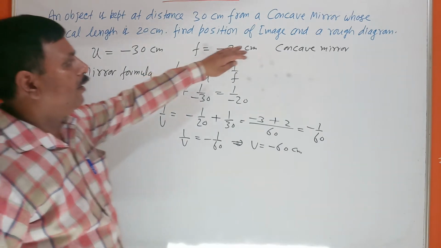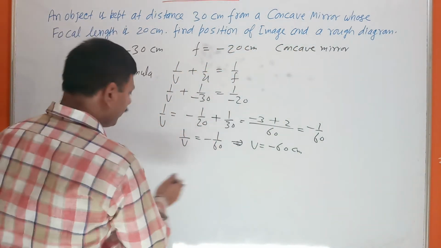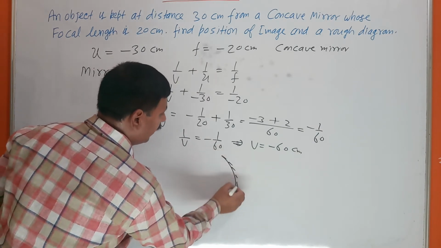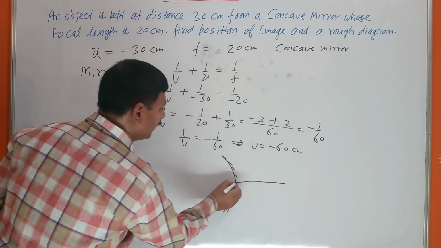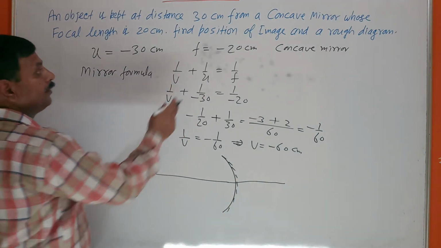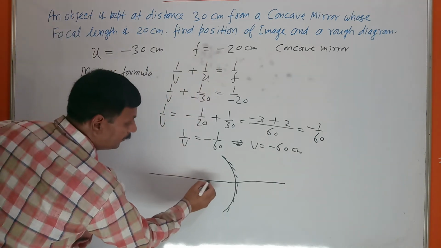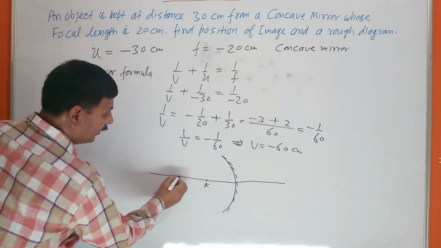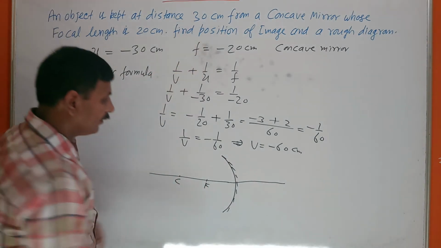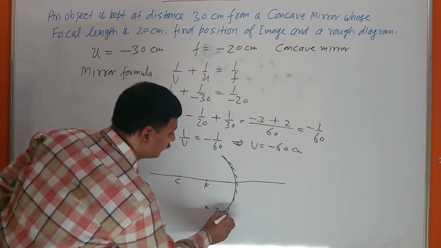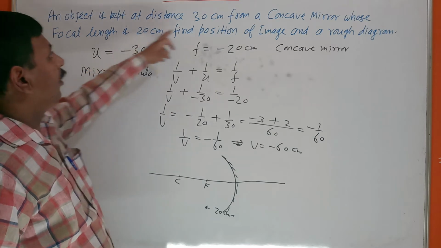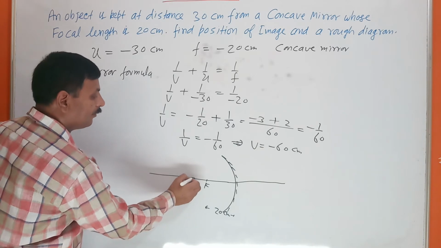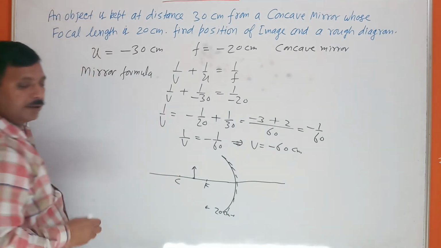They have said draw a rough diagram. If I want to sketch a rough diagram, see here I am drawing a rough diagram for this situation. See here, focal length is 20, so suppose I have taken 20, just double, there will be the center of curvature. This is about 20 centimeter and the object is at 30. So see here, this is 20, then here we can say this will be the 30 centimeter. Here we have kept the object.